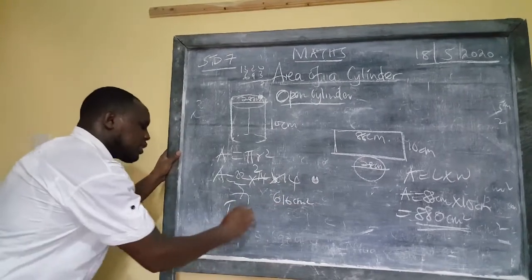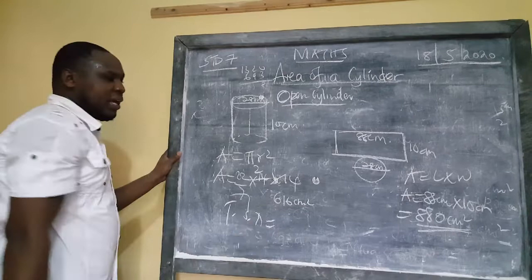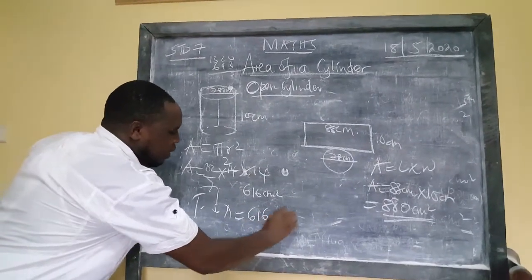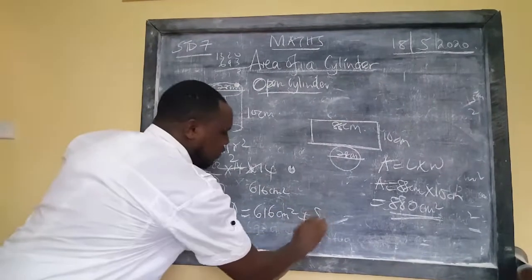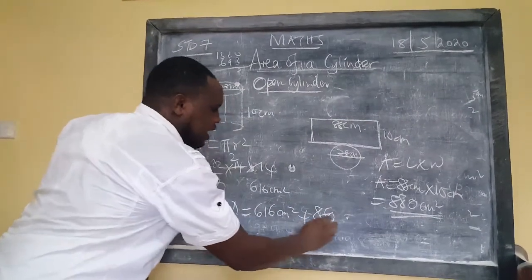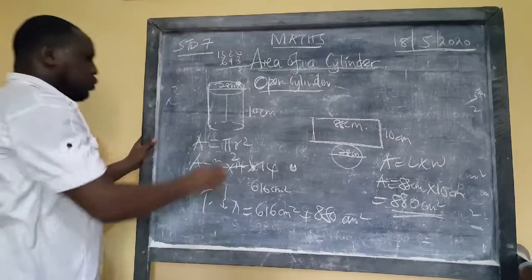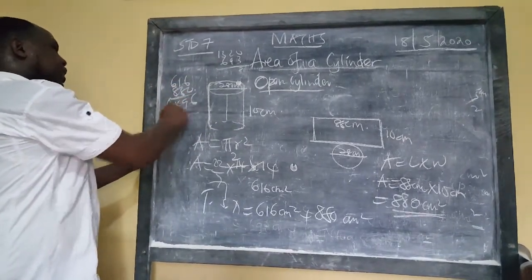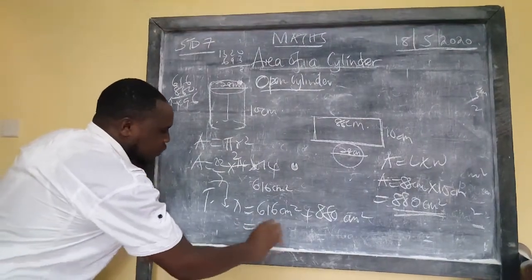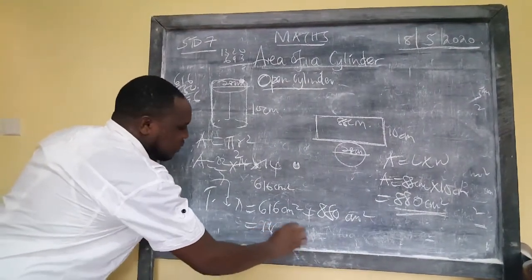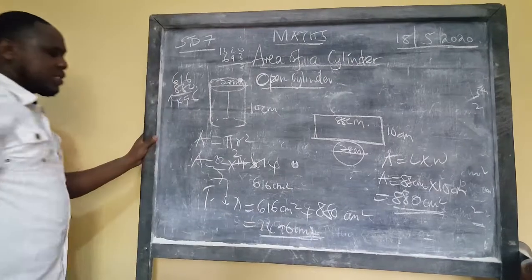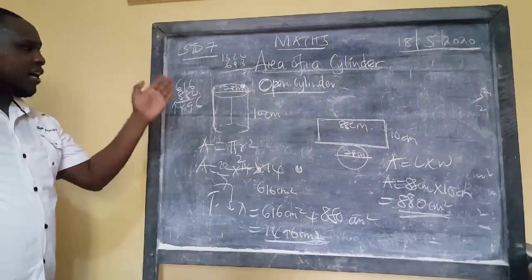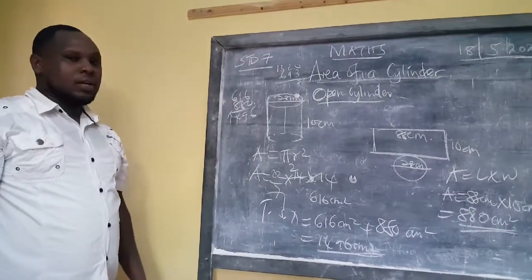So the total surface area is going to be the area of the circular part, 616 centimeters squared, added to the area of the curved surface, 880 centimeters squared. This is going to give you 1496 centimeters squared. That will be the area of that particular open cylinder.